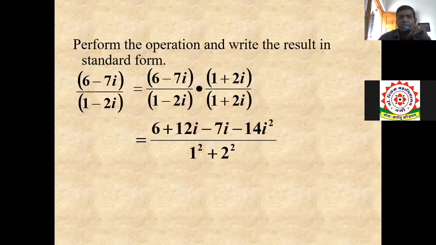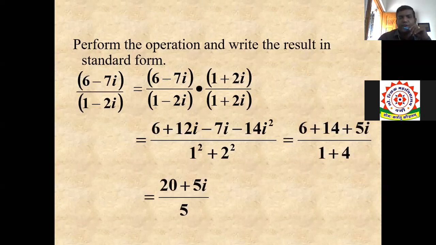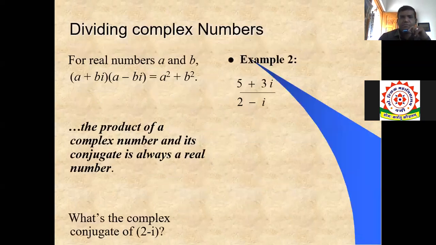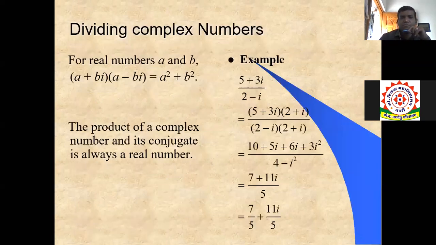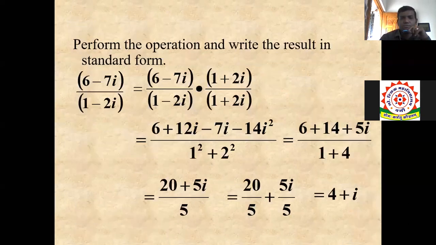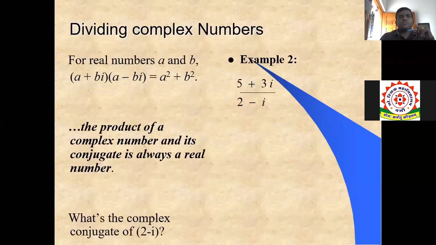Perform the operation. And we got the result that 20 plus 5i upon 5, that is 4 plus 1i, that is 4 plus i. Okay, so division of 6 minus 7i by 1 minus 2i gives 4 plus i. Dividing complex numbers.